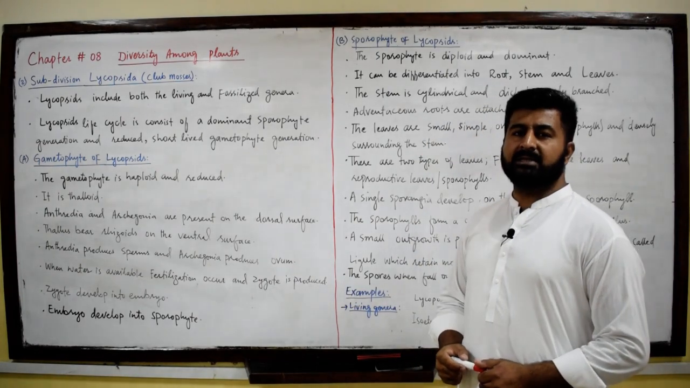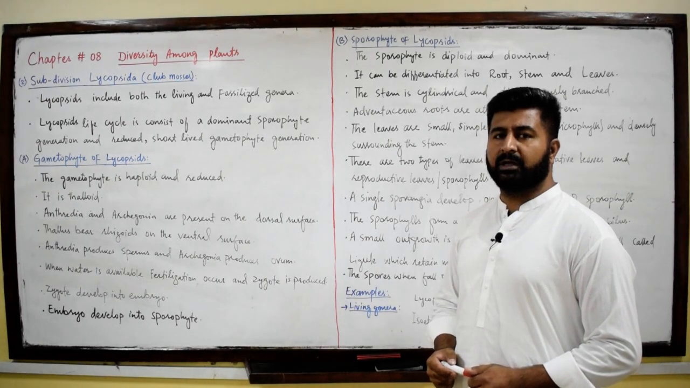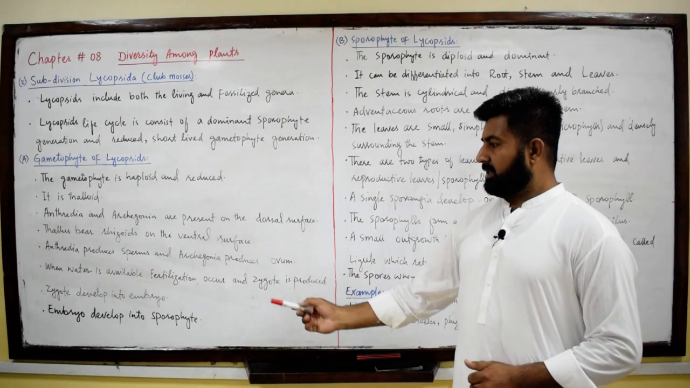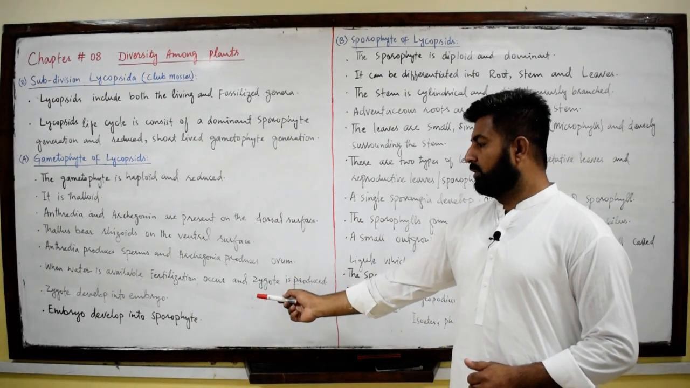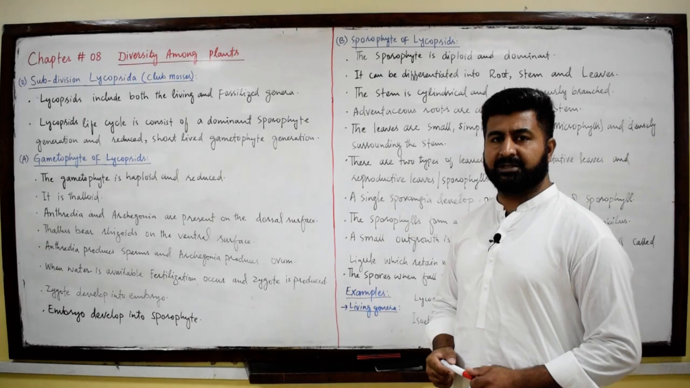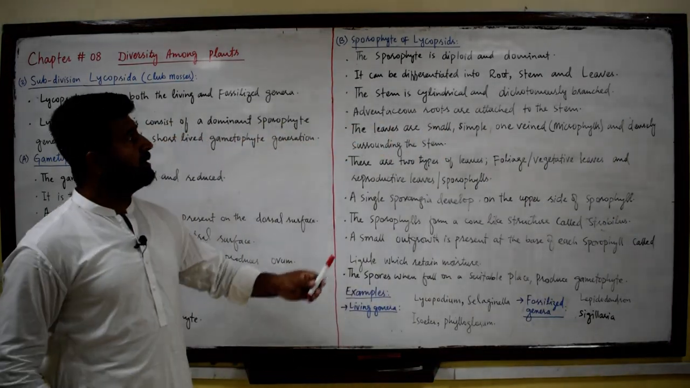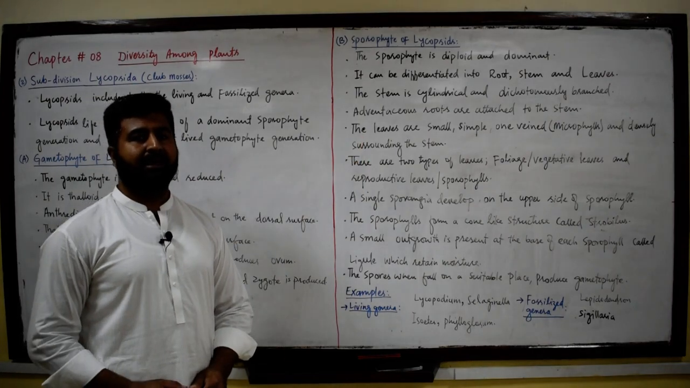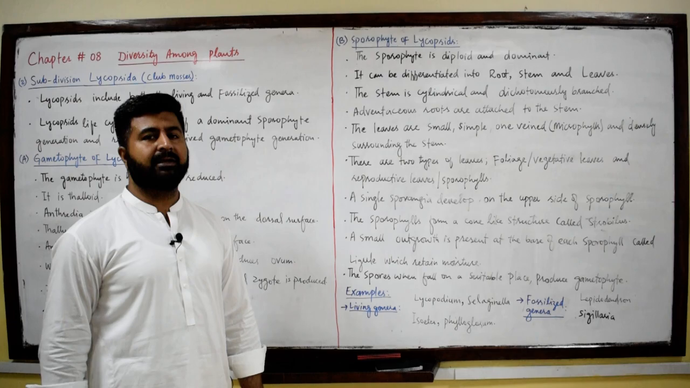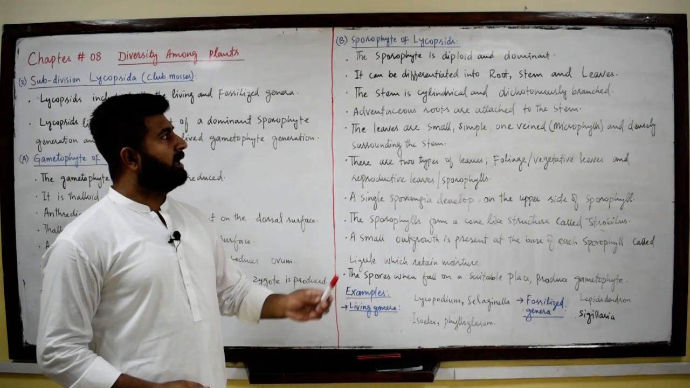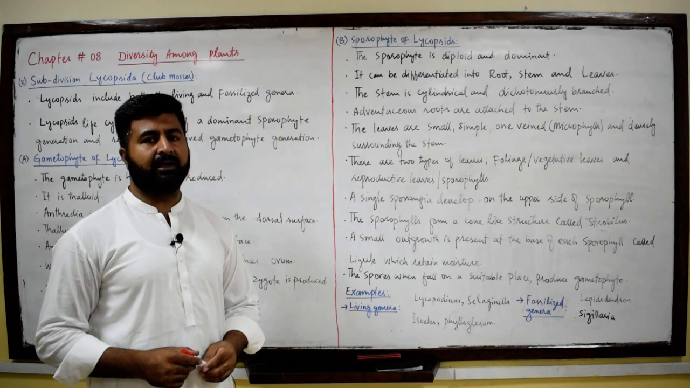When water is available, fertilization occurs and a zygote is formed. The zygote develops into an embryo, and the embryo develops into the sporophyte. Sporophyte of Lycopsids. The sporophyte is diploid and dominant. It can be differentiated into root, stem and leaves.